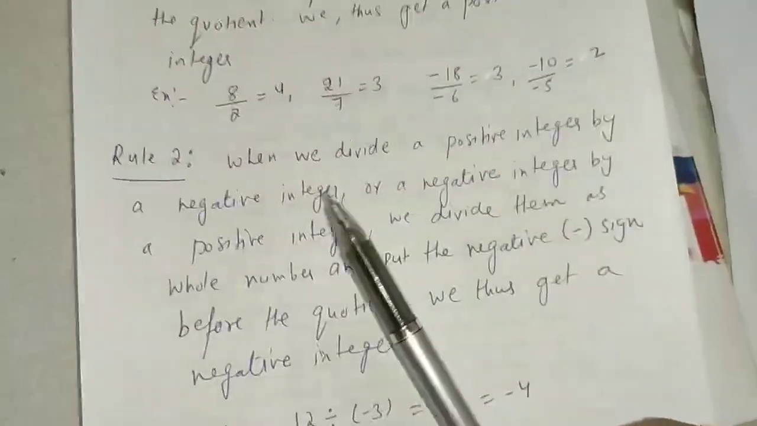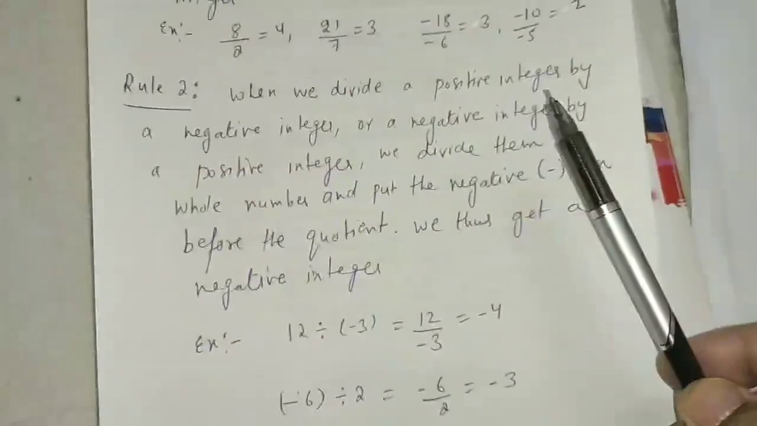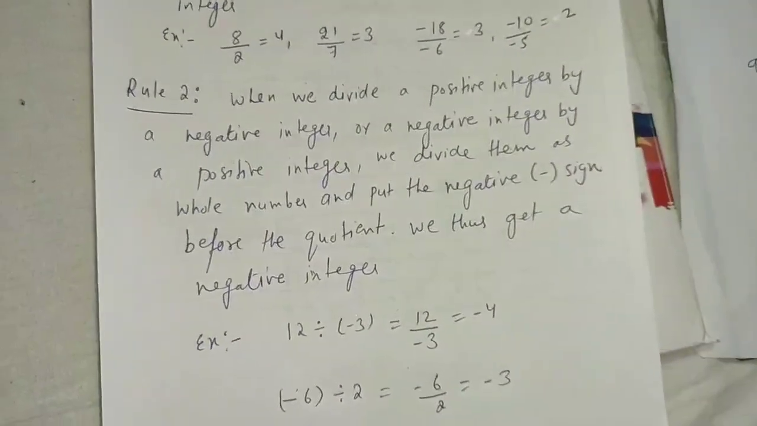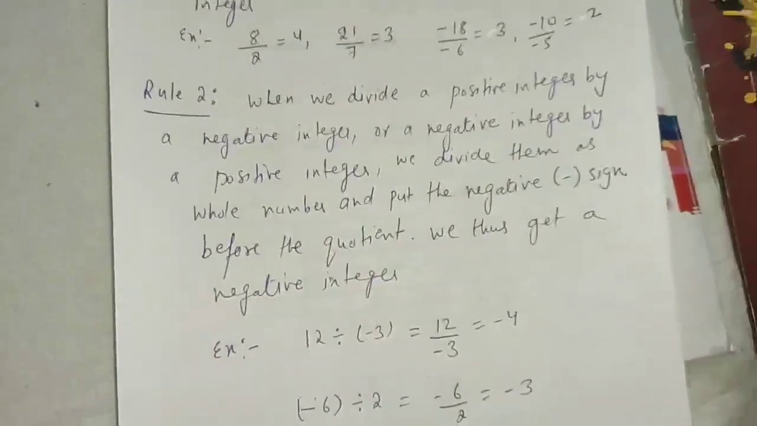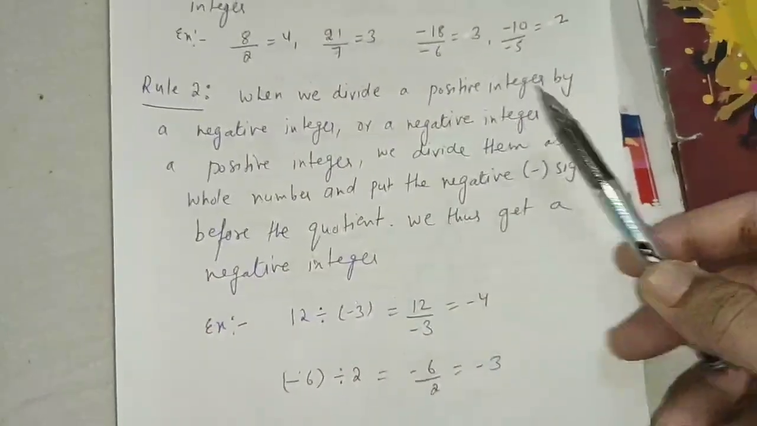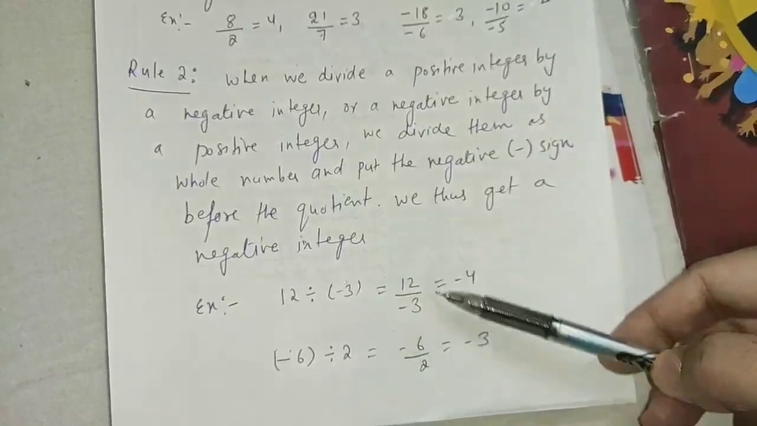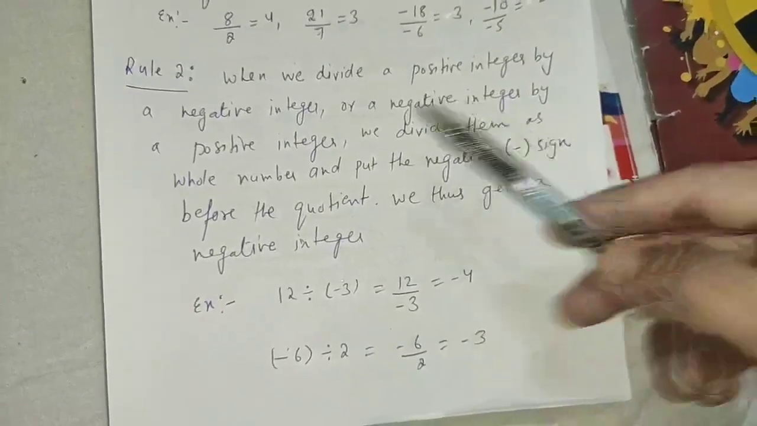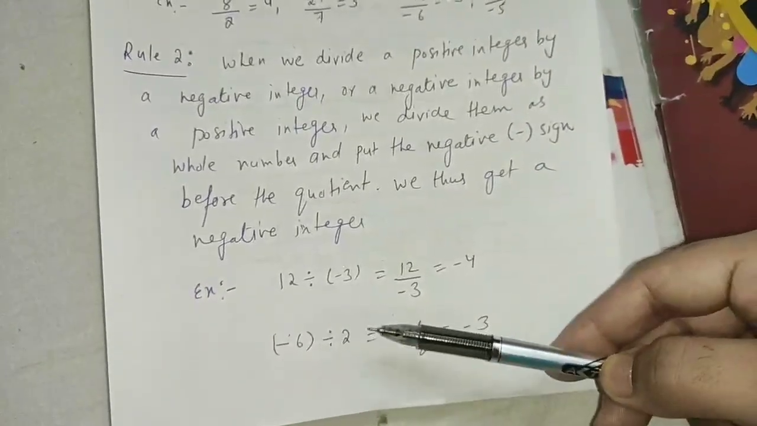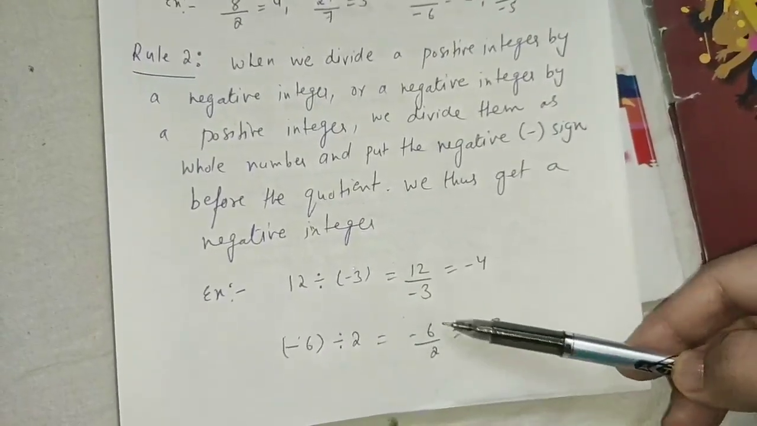The second rule: when we divide a positive integer by a negative integer, means when one is positive and one is negative. Positive by a negative means like this was positive by negative, 12 by minus 3, or negative by positive means first can be negative and second one will be positive, like minus 6 by 2.